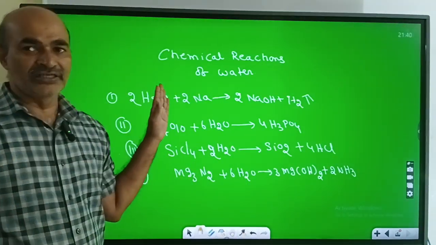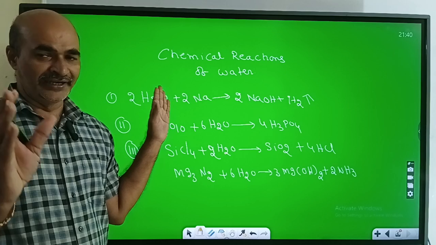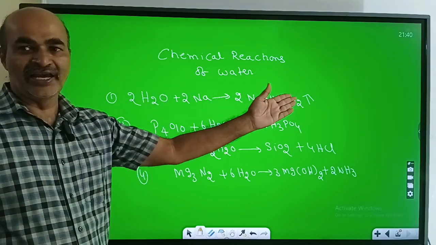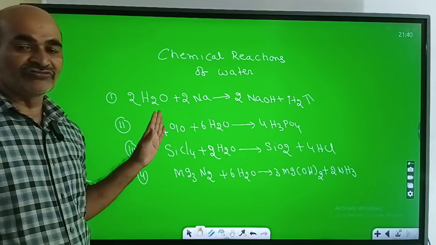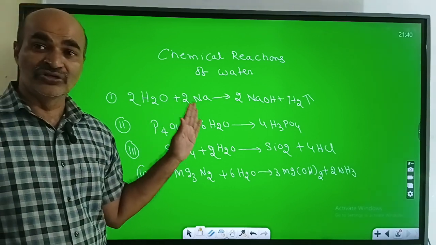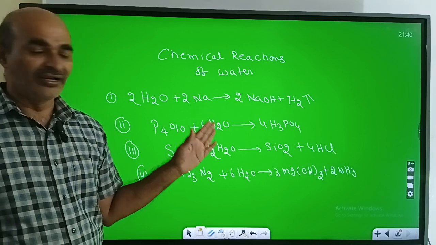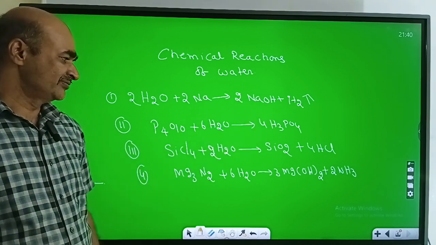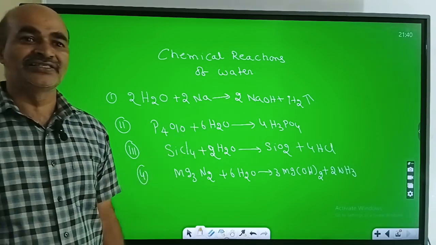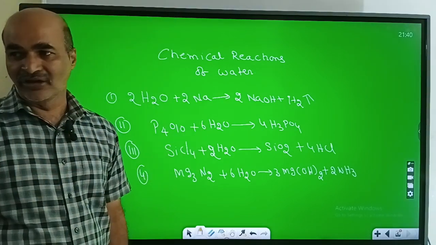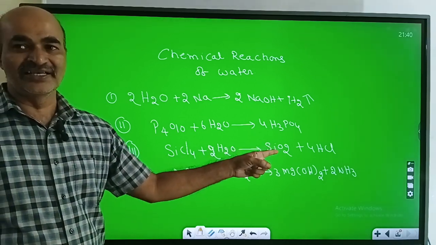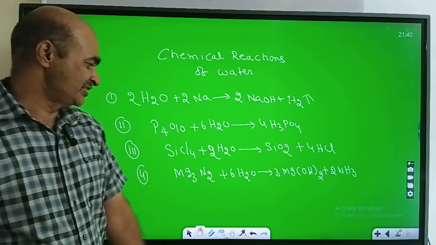First one, water reacts with active metals like sodium, potassium, rubidium, cesium and liberates hydrogen gas. And phosphorus pentoxide, P4O10, undergoes hydrolysis and gives phosphoric acid. And SiCl4 is silicon tetrachloride. Reacts with water, gives rise to silica, SiO2, and 4HCl.